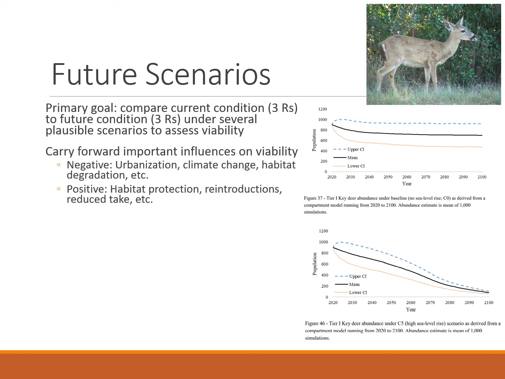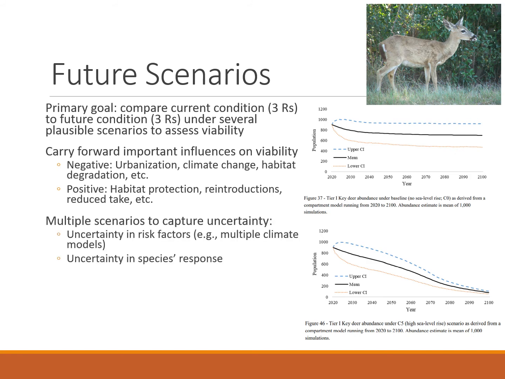You're carrying forward important influences on their viability, and these are negative things, urbanization, climate change, habitat degradation, as well as positive measures, so habitat protection, possible reintroduction programs, or reduced take and protection of the species itself. You're going to look at multiple scenarios to capture any kind of uncertainty. So these are uncertainty not only in the risk factors you're looking at, so multiple climate change models. If you take a look at the example to the right, and these are for the key deer, you have the comparison of different climate change models as far as how sea level rise will affect them over time.